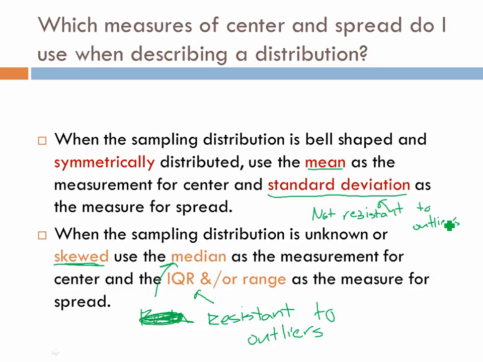If you have outliers, we're not going to want to use standard deviation to talk about spread. We'll use interquartile range typically. If we have outliers, we don't want to talk about the mean. Typically, we'll talk about the median because the outliers will affect our data more than they should. Okay?